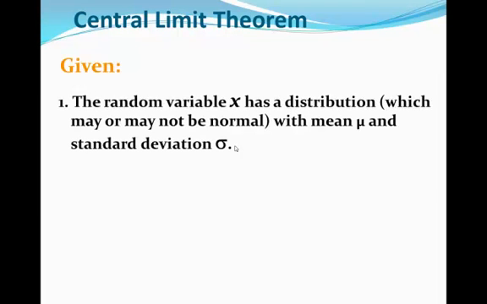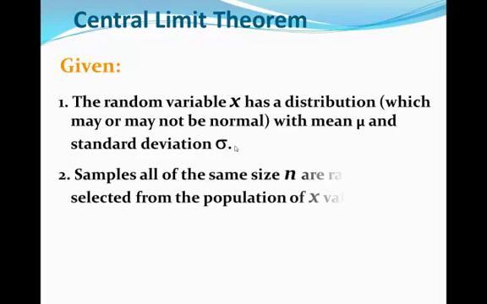Okay, so let's get to the second part of chapter 6 under normal distribution. So next thing is about central limit theorem. The central limit theorem states, given that the random variable x has a distribution, which may or may not be a normal, with mean mu and a standard deviation sigma, and samples all of the same size n are randomly selected from a population of x values.